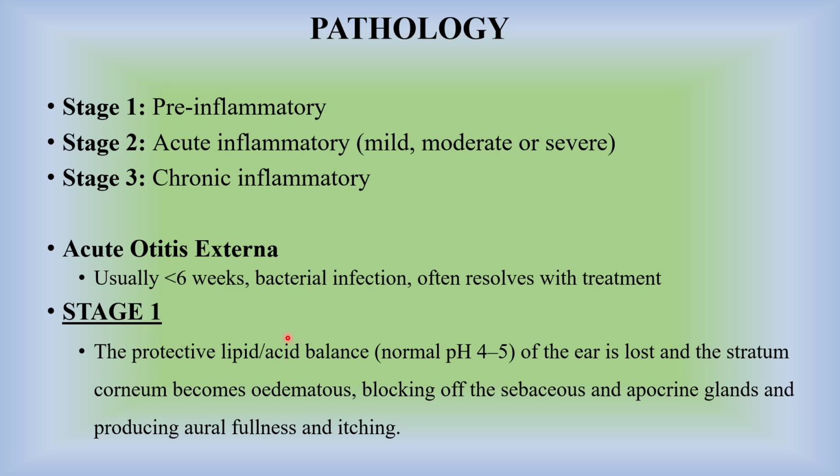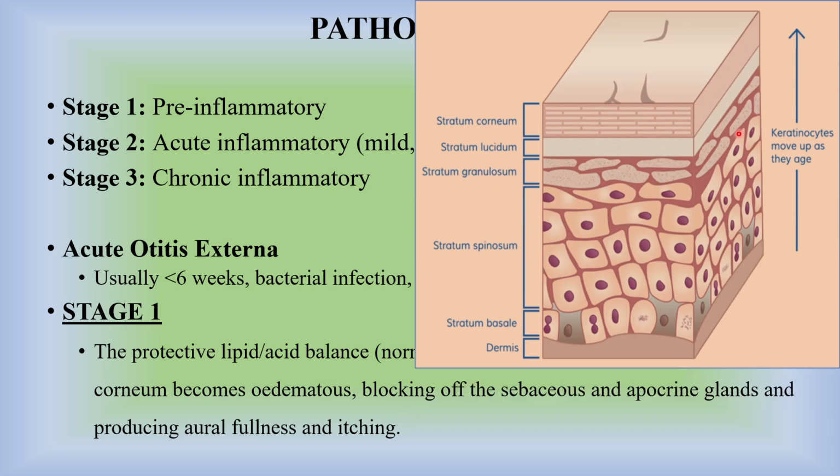The protective lipid acid balance of the external aural canal skin, where the normal pH is 4 to 5, which is an acidic medium, is lost. The stratum corneum, which is the superficial layer of the epidermis, becomes edematous, blocking the sebaceous and apocrine glands, which are in the dermis, and producing aural fullness and itchiness. So basically what happens, skin.